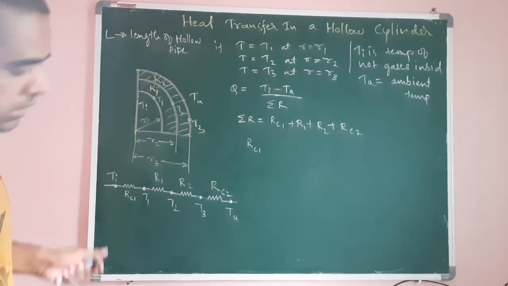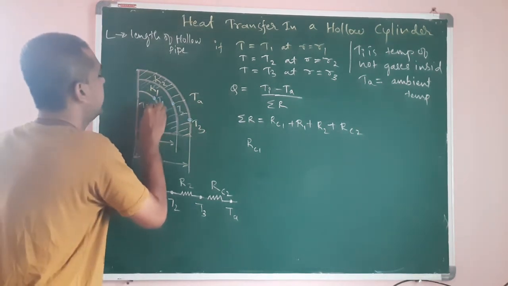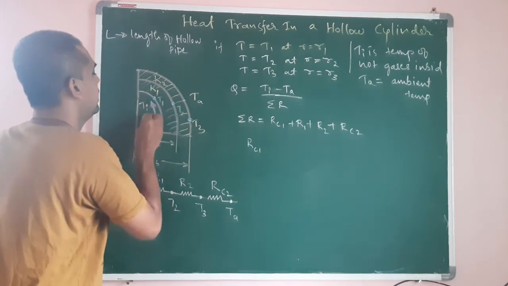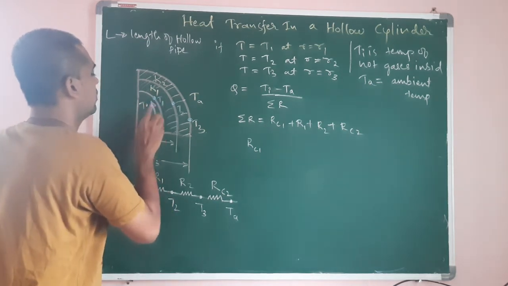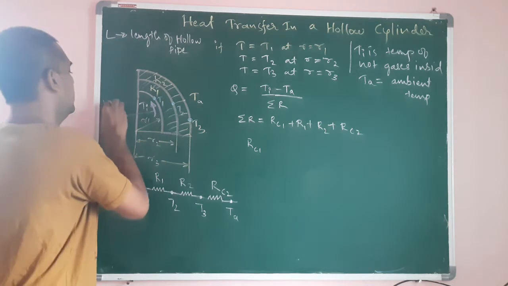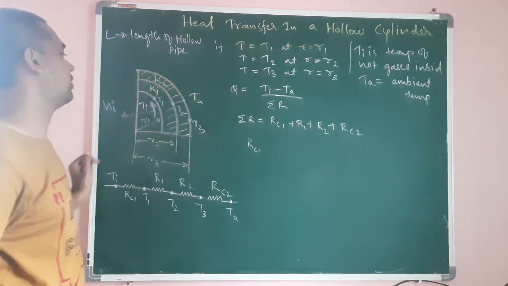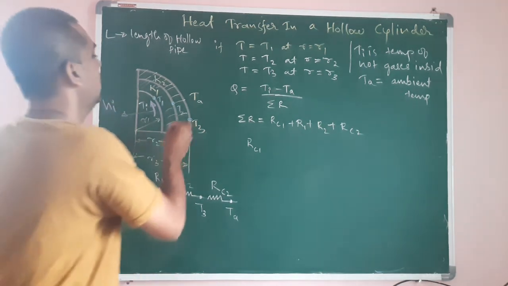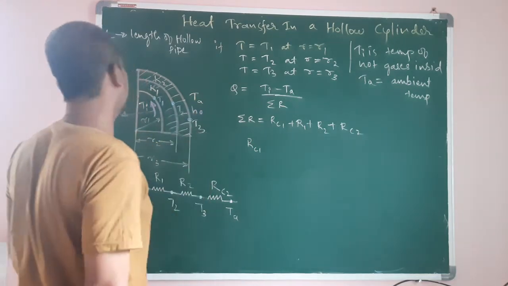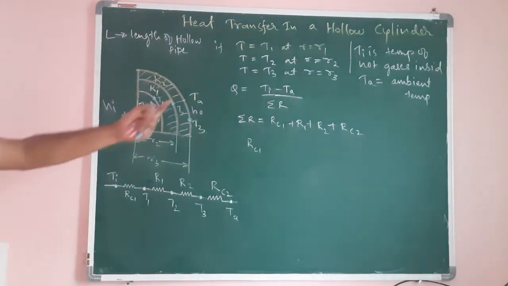if HI is the convection heat transfer coefficient at the inside, and H naught is the convection heat transfer coefficient at the outer surface.